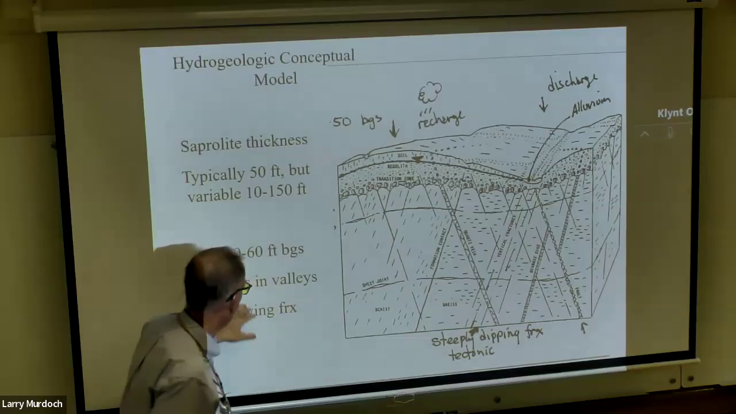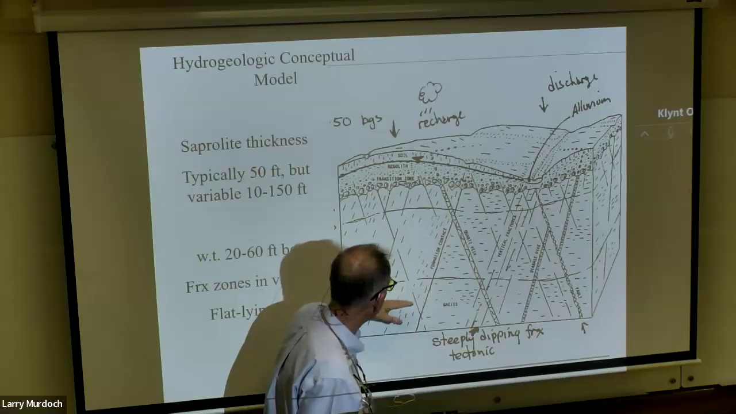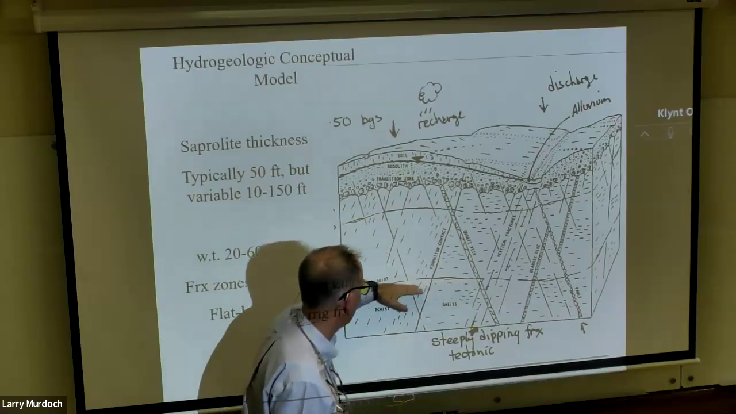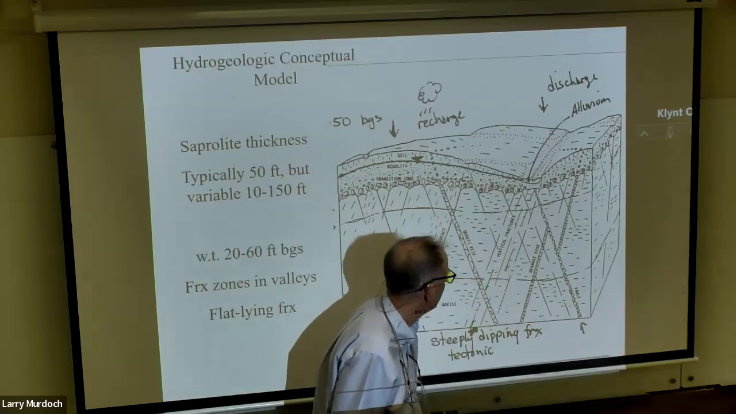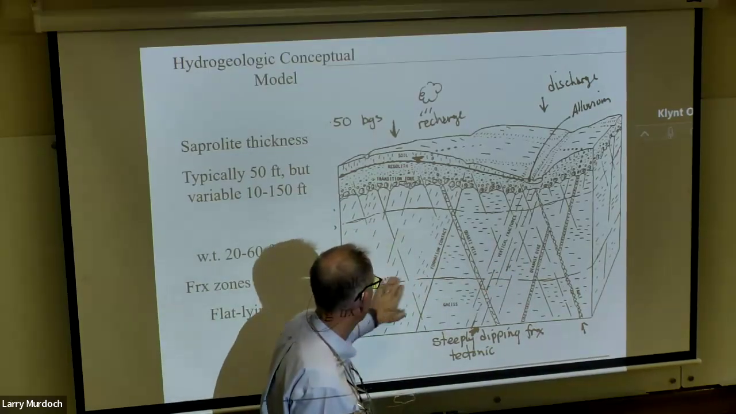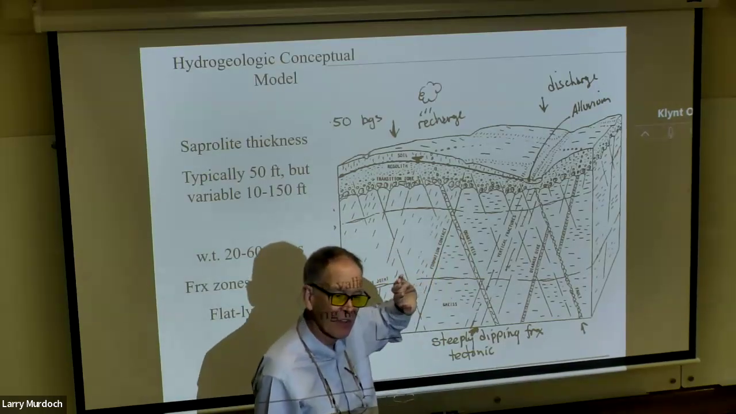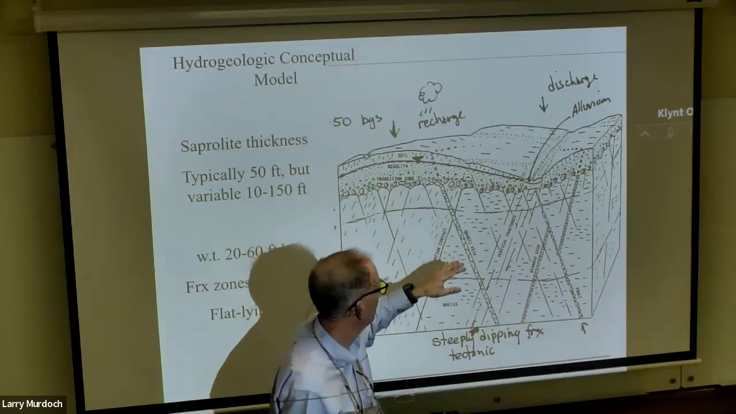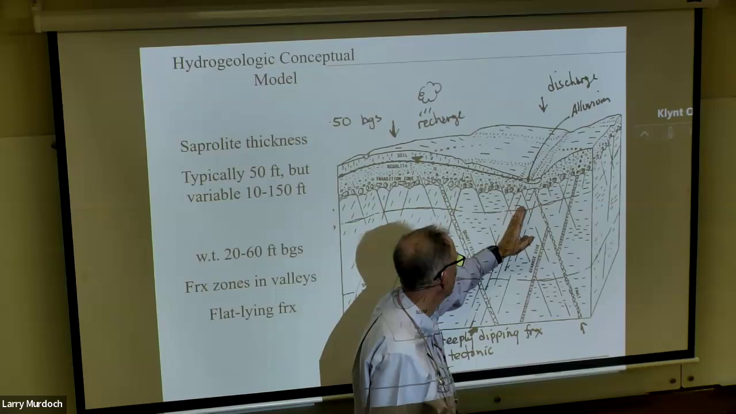Another part of this is the fractures. They're these horizontal fractures that we saw last time. And there are some vertical fractures. And then this is a formation contact. So the water is transmitted through the fractures. And this is a vertical fracture zone.